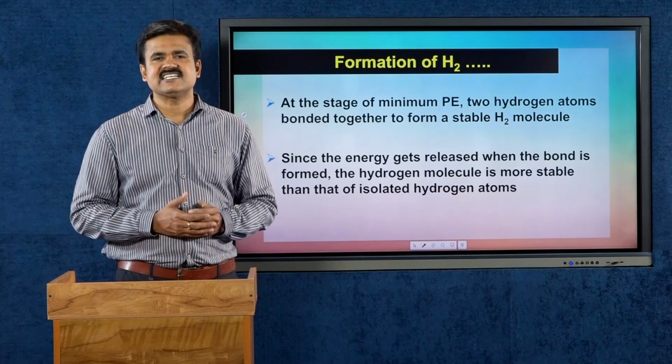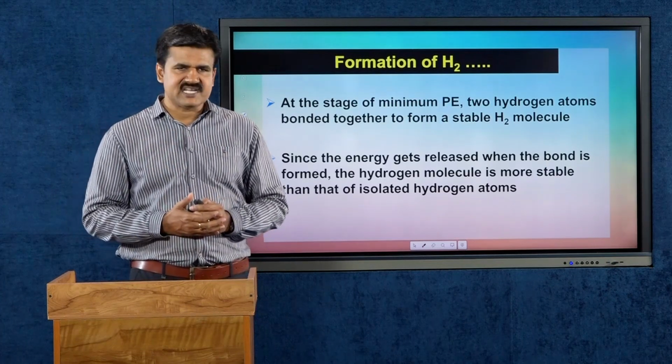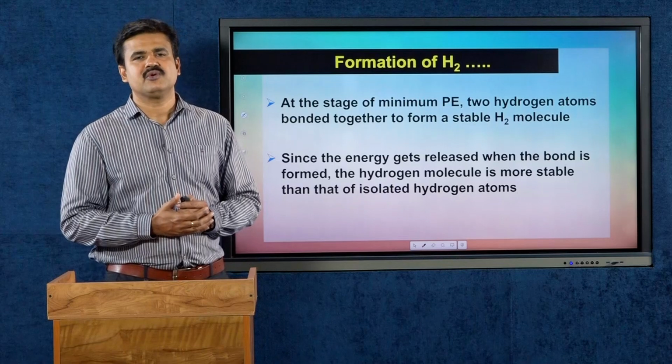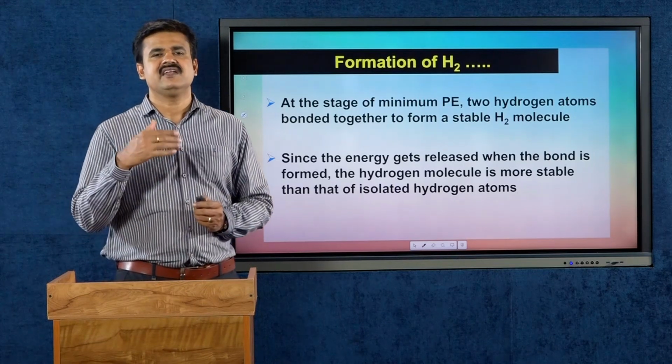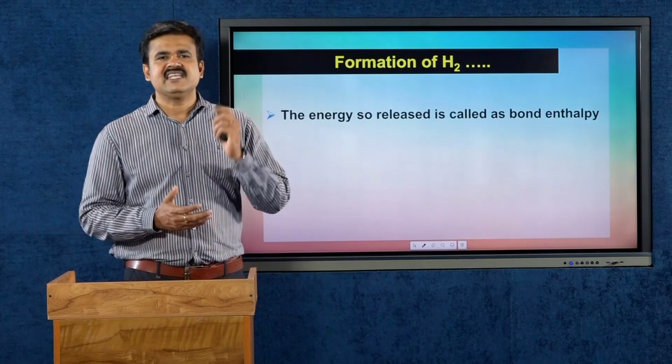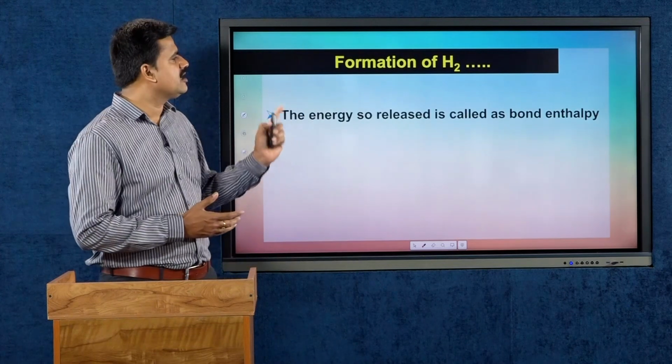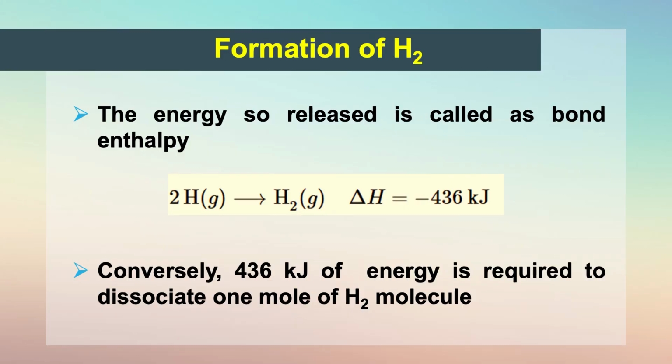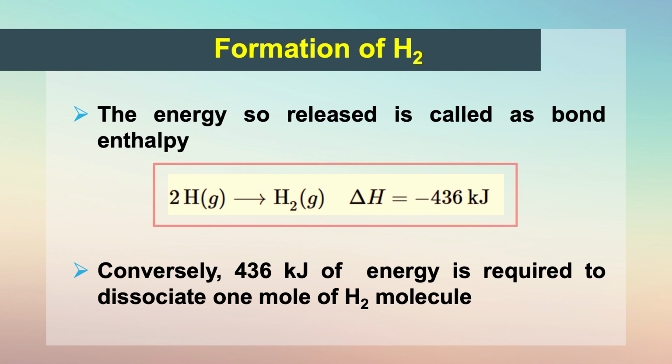Since energy gets released when the bond is formed, the hydrogen molecule is more stable than the isolated hydrogen atoms. The energy so released is called bond enthalpy. The bond enthalpy associated with the formation of a hydrogen molecule can be represented by this expression: 2H gas gives H2 gas, delta H is equal to minus 436 kilojoule per mole.